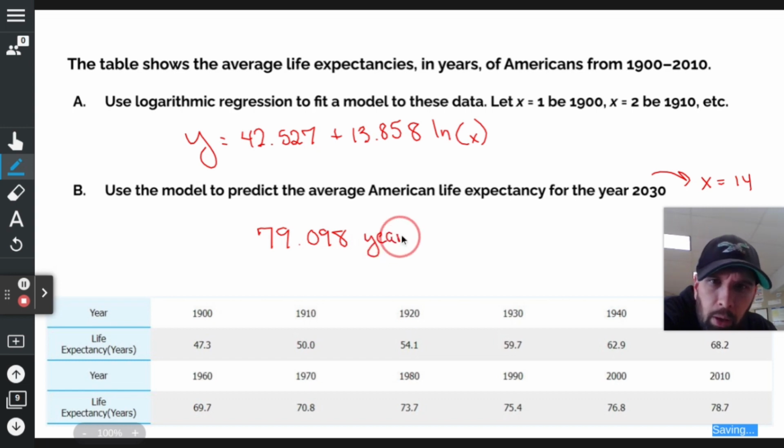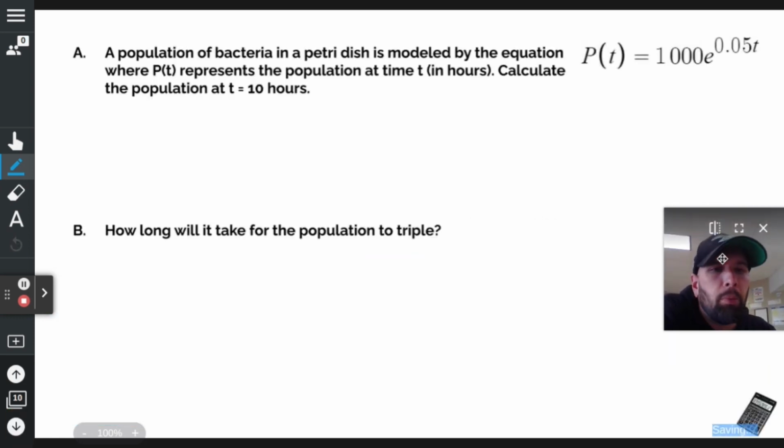It's a long life. I don't know if I want to live that long. I mean, I don't want to live that long. All right, next slide. Maybe I can move my face.